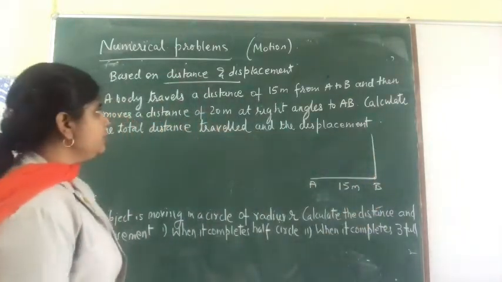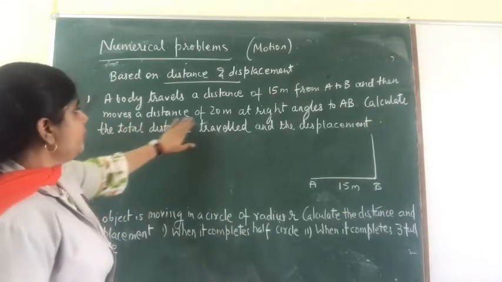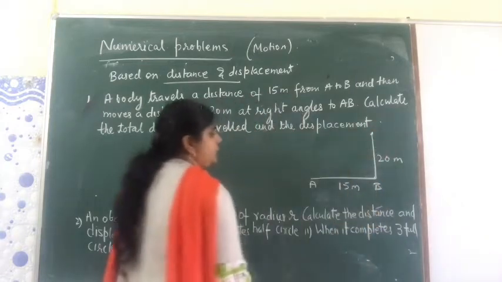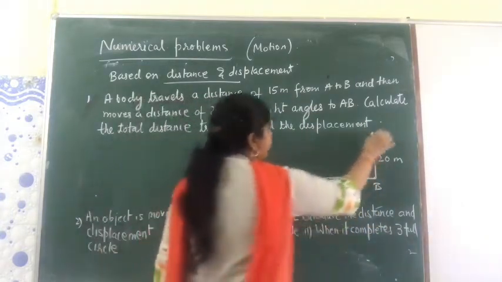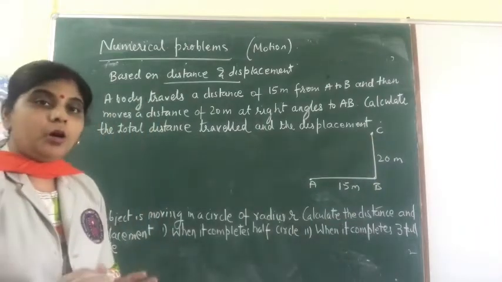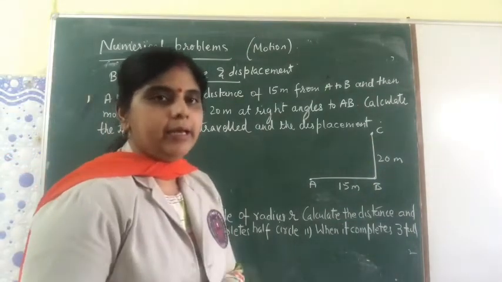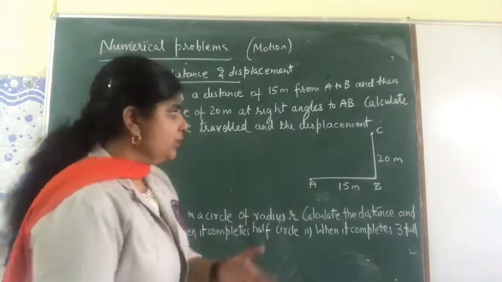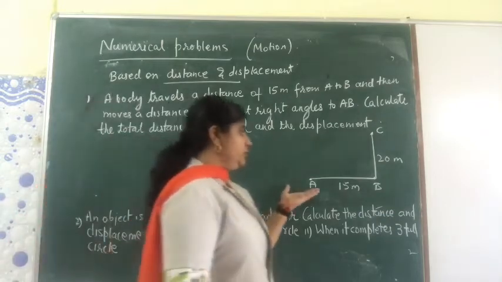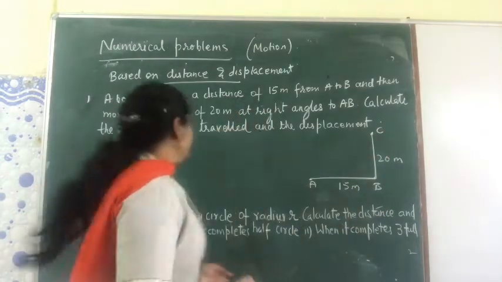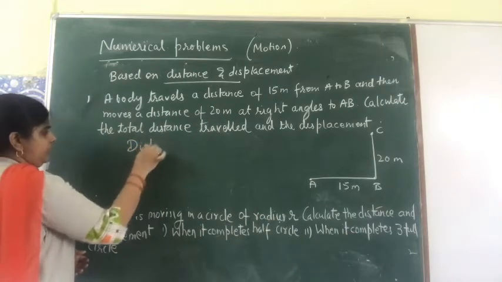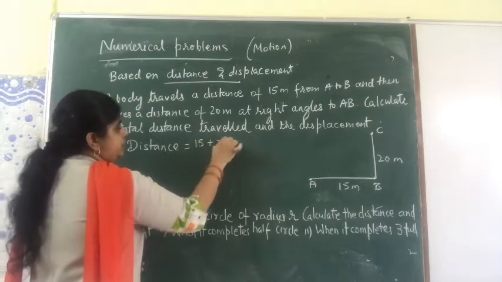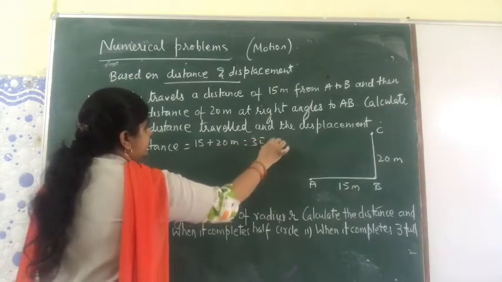So how much distance has it moved? It has moved a distance of 20 meter. Now this is the final position. A is the initial position and C is the final position. So how can you calculate distance and displacement? Children, distance is the actual path moved, right? So what is the actual path moved? Actual path moved is 15 plus 20. So distance is 15 plus 20 meter, and that will be 35 meters, right?